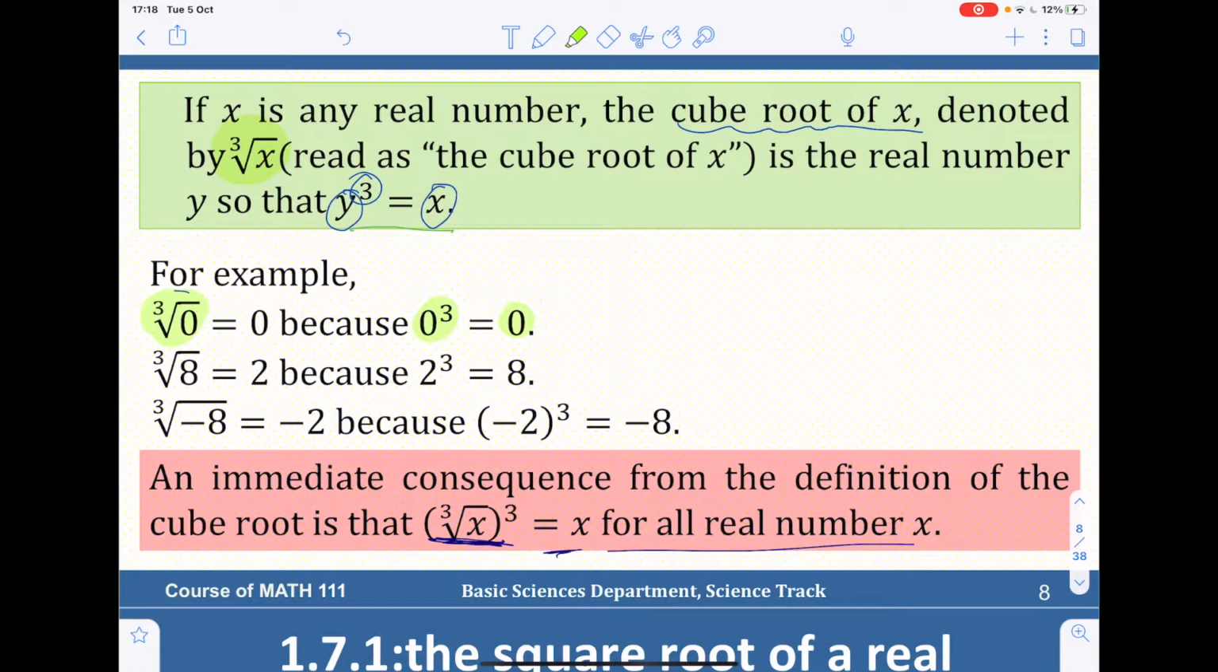Also, the third root of 8: you know that the third root of 8 is the third root of 2 to the power 3. So always write this number as a number to the power 3. Then cancel the power with the root and you're left with 2. Also, the third root of negative 8.